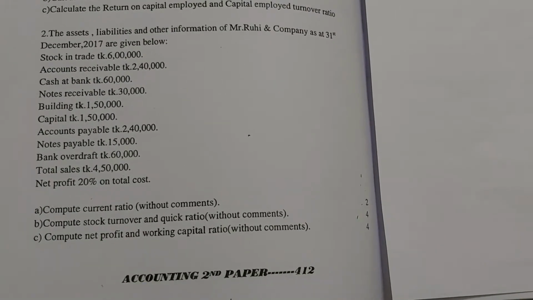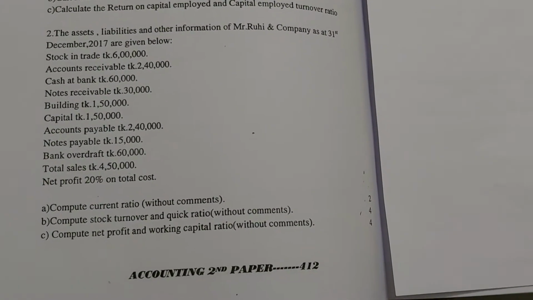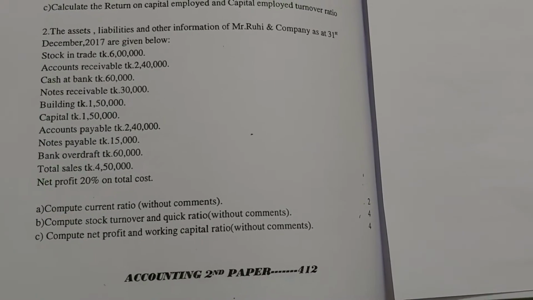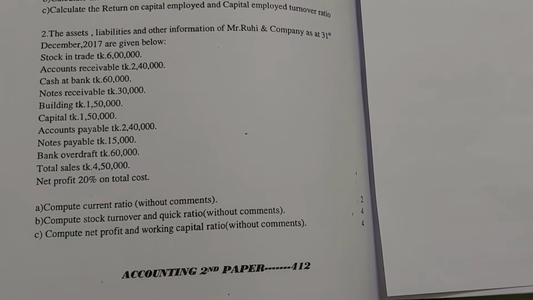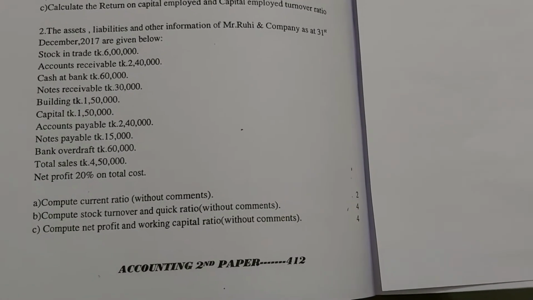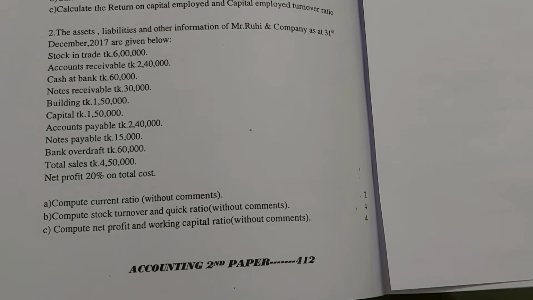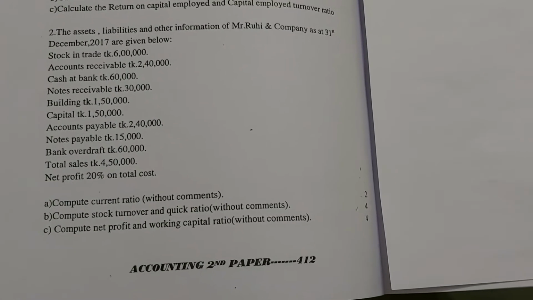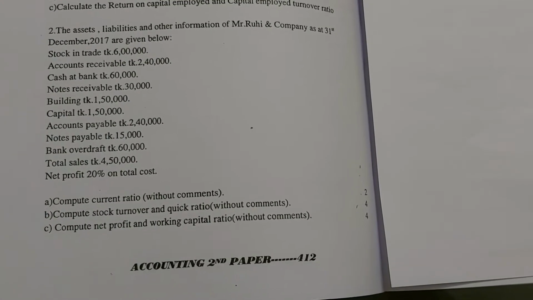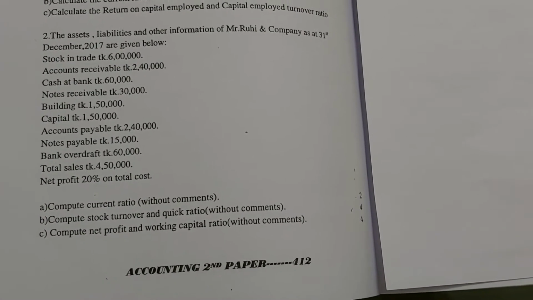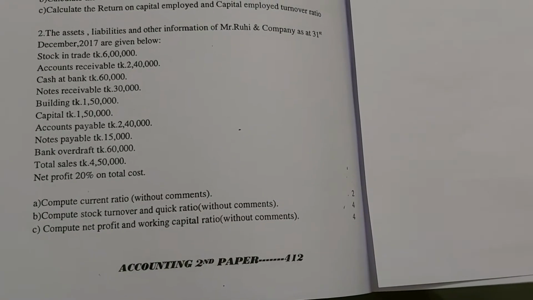Let me read it. The assets, liabilities and other information of Mr. Ruhi and Company as at 31st December 2017 are given below. Stock in trade taka 6 lakh, accounts receivable taka 2,40,000, cash at bank taka 60,000, notes receivable taka 30,000, building taka 1,50,000, capital taka 1,50,000, accounts payable taka 2,40,000, notes payable taka 15,000, bank overdraft taka 60,000, total sales taka 4,50,000, and net profit 20% on total cost.